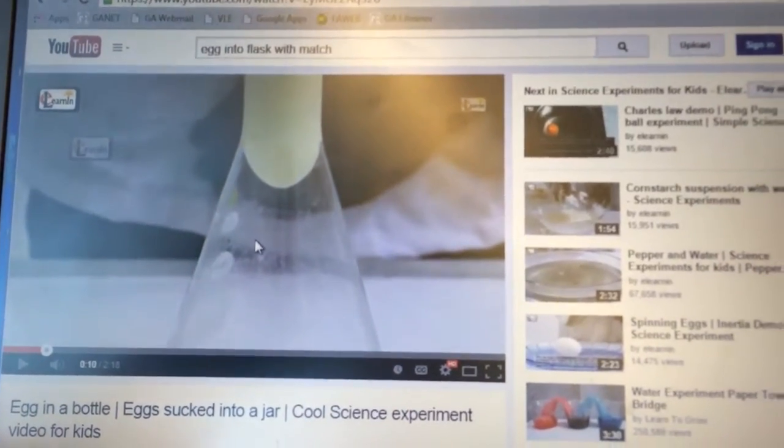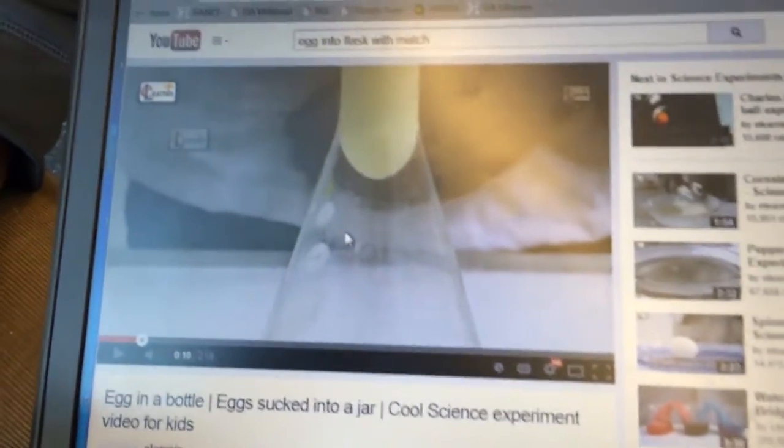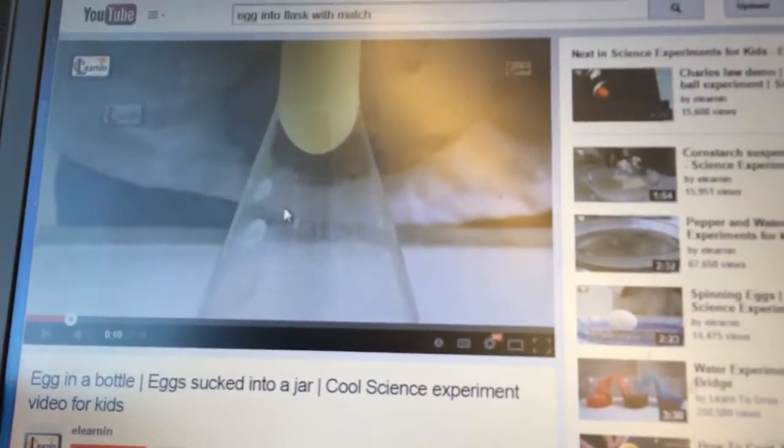Now that the match is out, the particles will drastically become colder very quickly. They will start to become closer inside and will be sucked into the bottle.